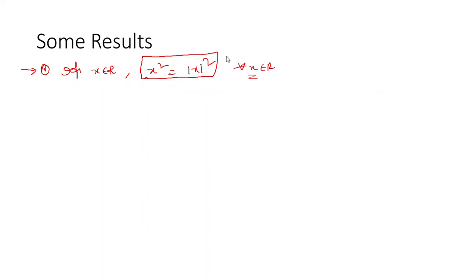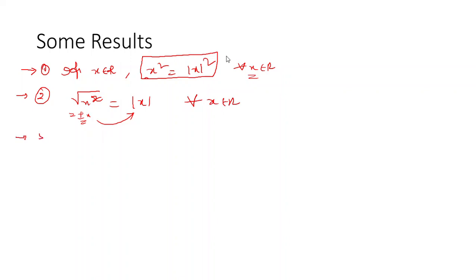So now let us look at some results that this modulus function satisfies. So the first is, for all x belongs to R, x square is equal to mod x square. Also, root of x square is equal to mod x, because root of x square is plus or minus x, which is nothing but mod x. So root of x square is equal to mod x for all x belongs to R.